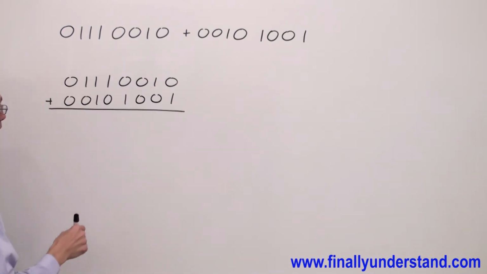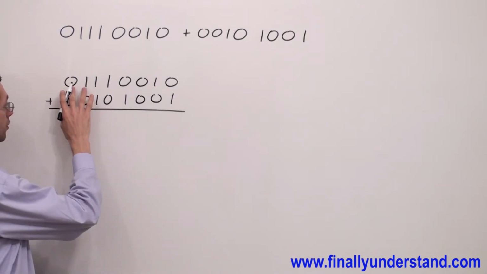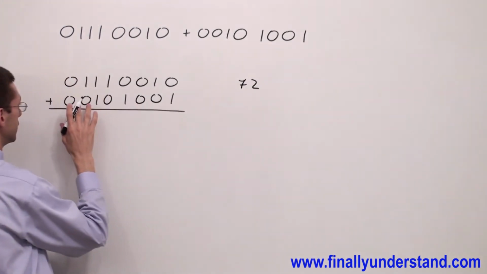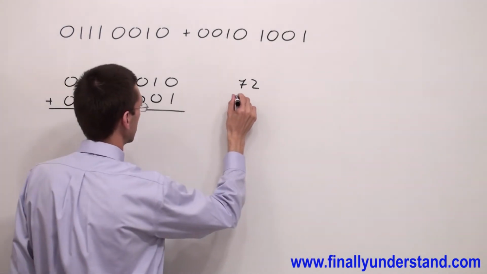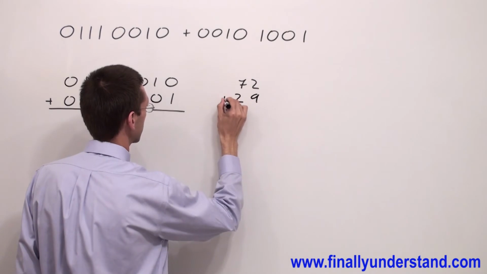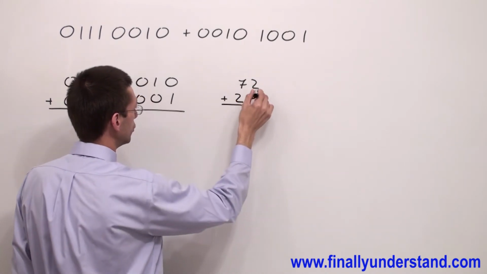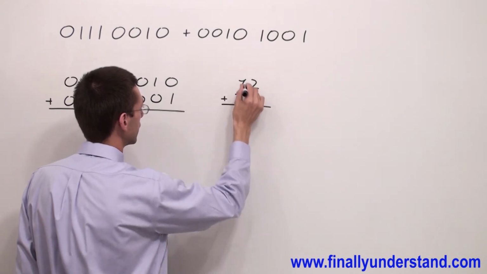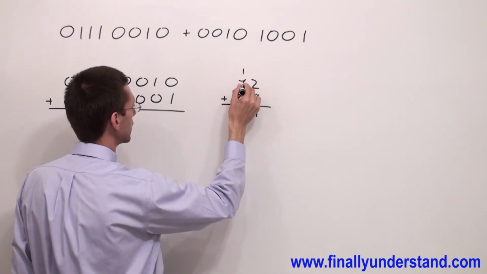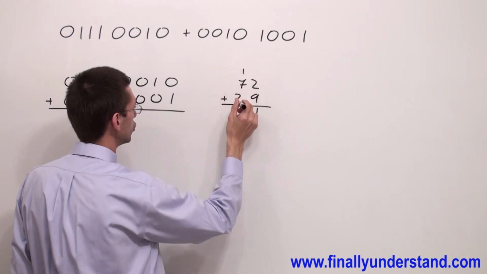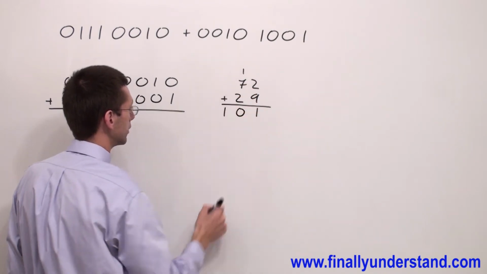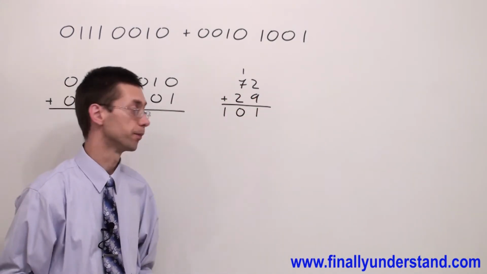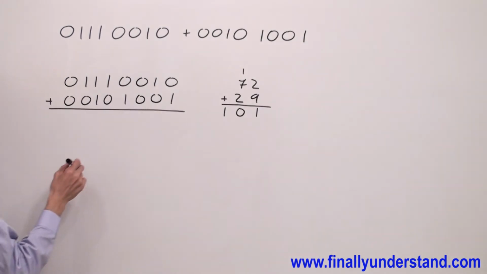Now, please notice that this is 72 and this number is 29. Add them up. 2 plus 9 is equal to 11. Carry of 1. 1 plus 7 is 8. 8 plus 2 is equal to 10. 72 plus 29 is 101. Let's take a look at what we are going to get over here.